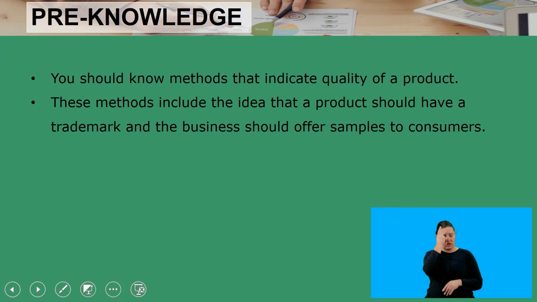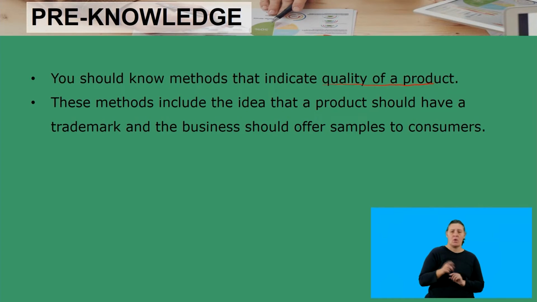Pre-knowledge. This is what you covered in your previous grades. You should know methods that indicate the quality of a product, to say what is a quality product, how do you see a quality product? And this is basically perceptions that consumers also have about what a quality product should have.